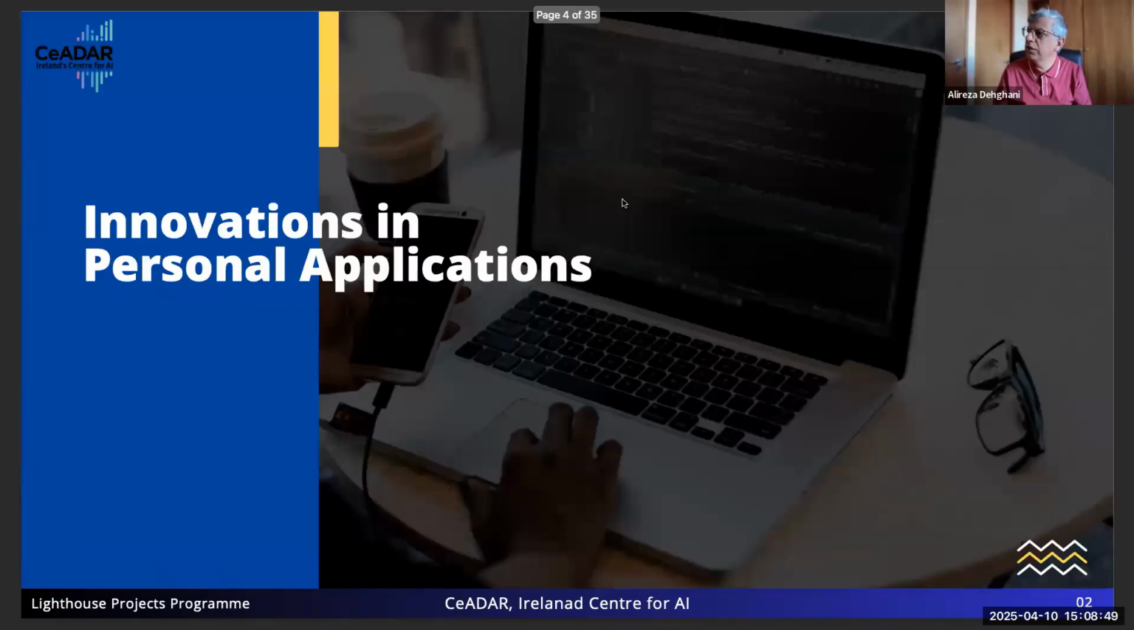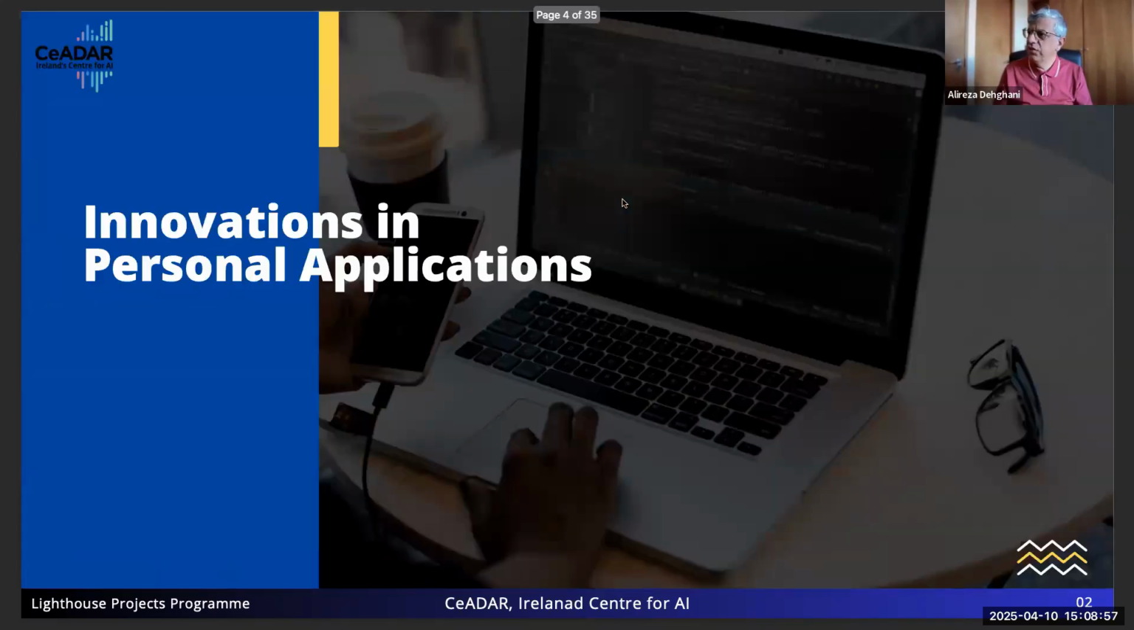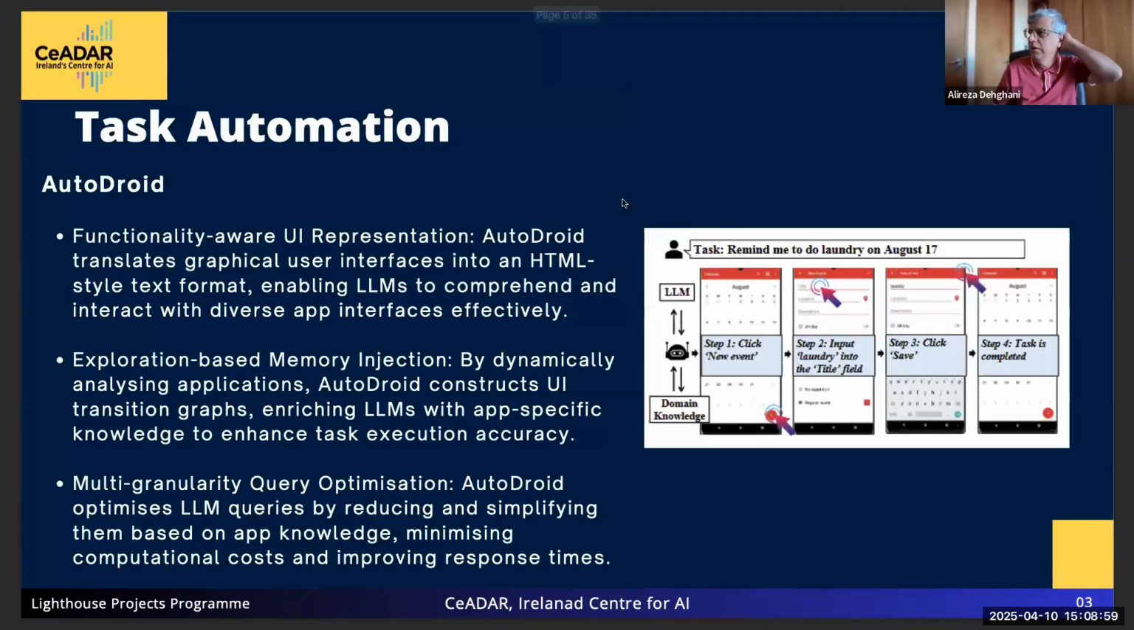Okay, let's jump into the applications. I want to show you some applications of LLMs at the edge. If you look at personal applications, the first example that I can show you is AutoDroid.